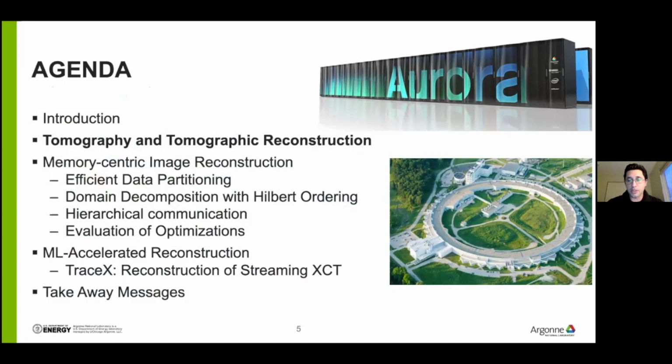So in this talk, I'm going to focus on one of the widely used imaging techniques at synchrotron light sources, which is tomography. And tomographic reconstruction is the typical data analysis task that is performed on these tomography measurements or data sets. And as I mentioned before, since we can generate massive amounts of data, we need to do these tomographic reconstruction tasks as efficiently as possible on these supercomputers.